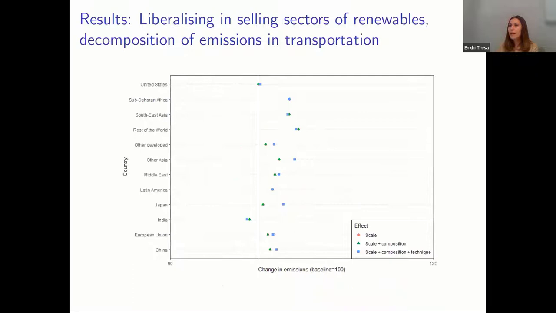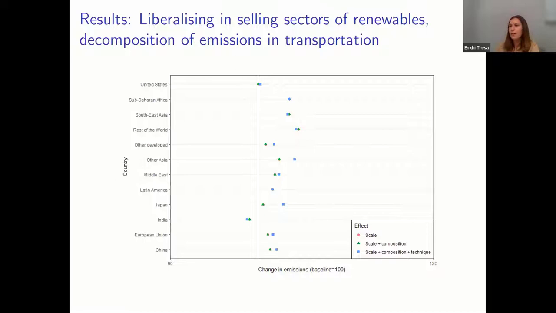So then we would like to present the results about the third scenario, where we liberalize trade only in selling sectors of renewables. And we look here specifically at the transportation sector because we wanted to look at the role of transportation emissions in trade. And actually what we find until now is that transportation increases emissions and that the role of diffusion of ideas in this scenario until now does not have, let's say, an impact.